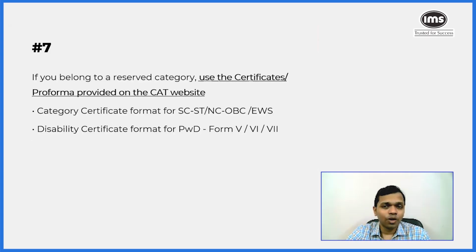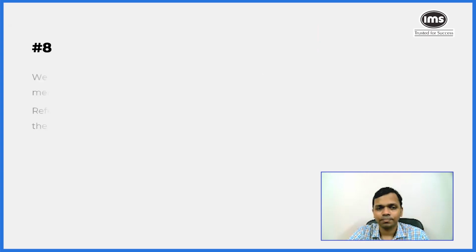Now, for those of you who belong to a reserved category or any disability, then you have to use the certificate or the pro forma which is provided on the CAT website. So for category certificate, which is for SC, ST, NC, OBC and EWS, on the CAT registration website, you have all the formats that are given to you. And even for the disability certificate, there are form 5, 6 and 7. You can go through these formats if these things are applicable to you and put the format accordingly.